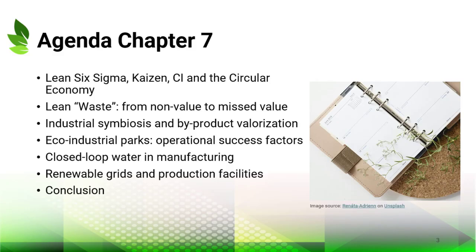After that, we move beyond the individual factory and look at industrial symbiosis, by-product valorization, and the operational conditions that make eco-industrial parks work. The final sections focus on two critical resource systems: closed-loop water and renewable energy grids. We finish with a conclusion and a short learning check based on the chapter exercises.